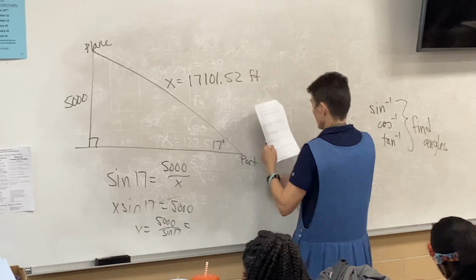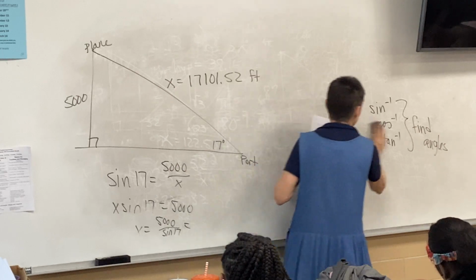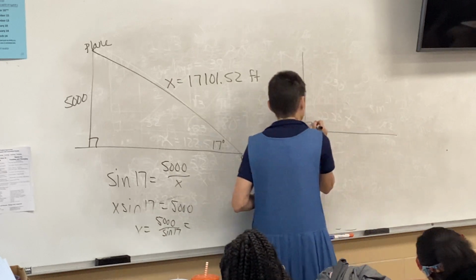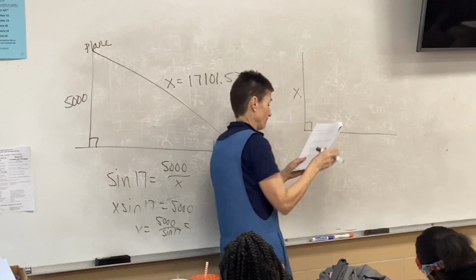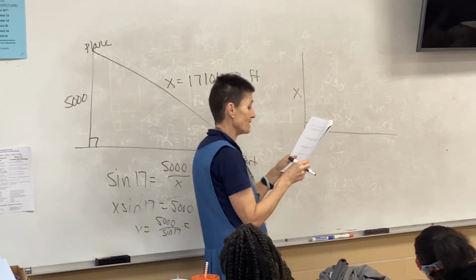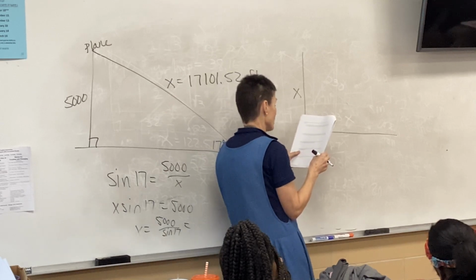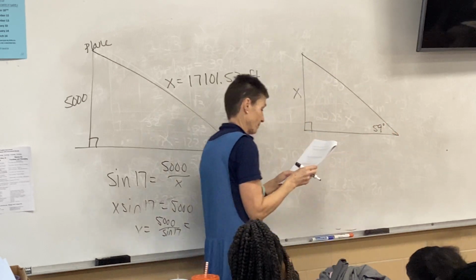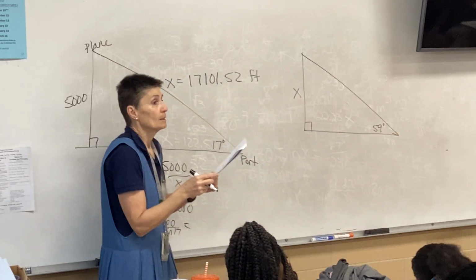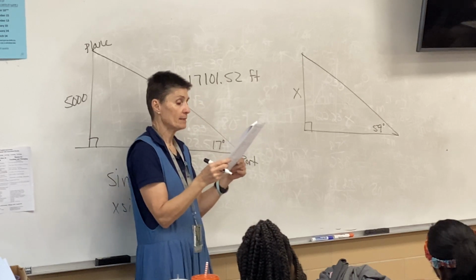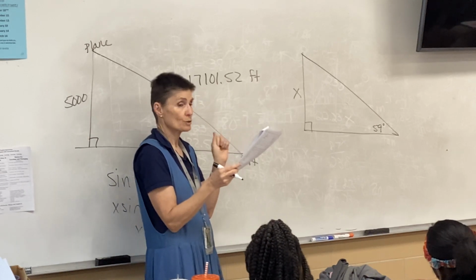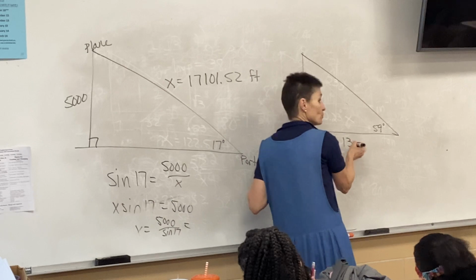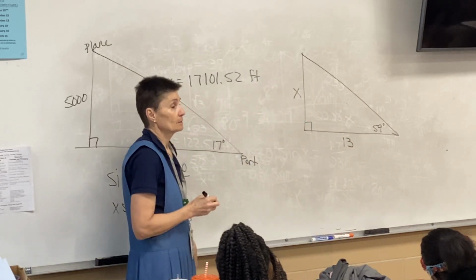Next. What do we have? Find the height of a flagpole. Here's my flagpole, here's my ground. Find the height of the flagpole if it makes a shadow 13 feet long, when the angle of elevation is 59 degrees. Now where am I putting the 13? The shadow is 13 feet long, so where is that going to be? On the bottom. Kids, that's where shadows are. They're on the ground, right? So that's 13.